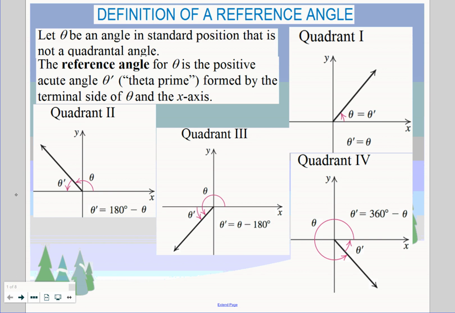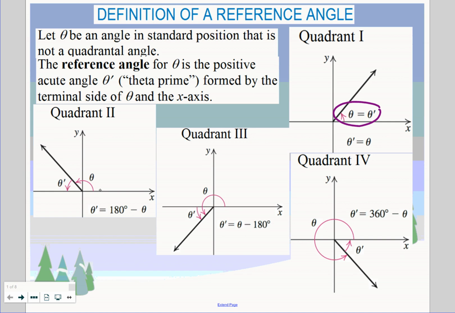So the first thing we're going to talk about is how to find a reference angle. If you're in quadrant 1, the reference angle, which you see with the little prime, the little tick mark symbol, is the same as your original angle theta, so nothing to calculate. For the other three quadrants, quadrants 2, 3, and 4, your reference angle is just the acute angle that gives you your distance to the x-axis.